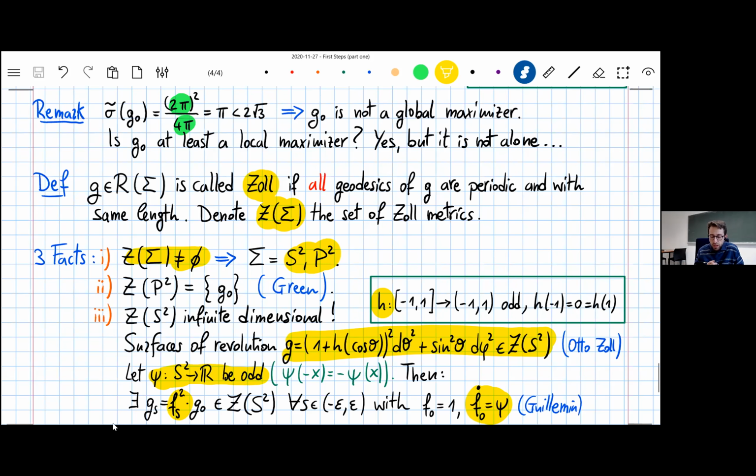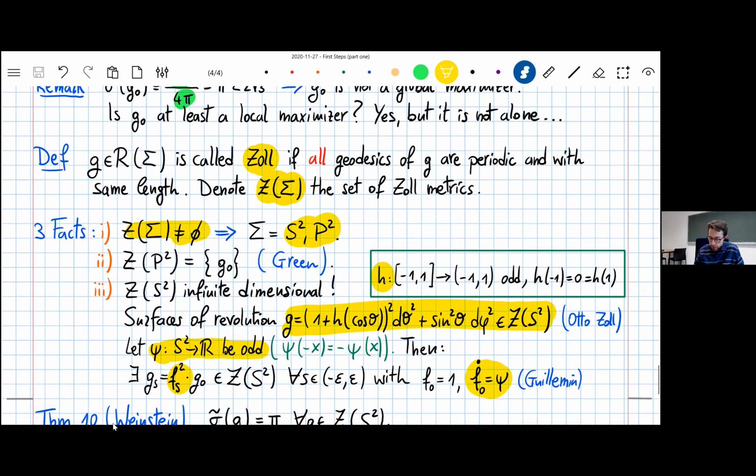Still, this space of Zoll metrics on S2 is very mysterious. For example, you don't know if it's a connected space. Constructing examples beyond these deformations or the surfaces of revolution is kind of difficult, even though there is also today some more work in this direction.